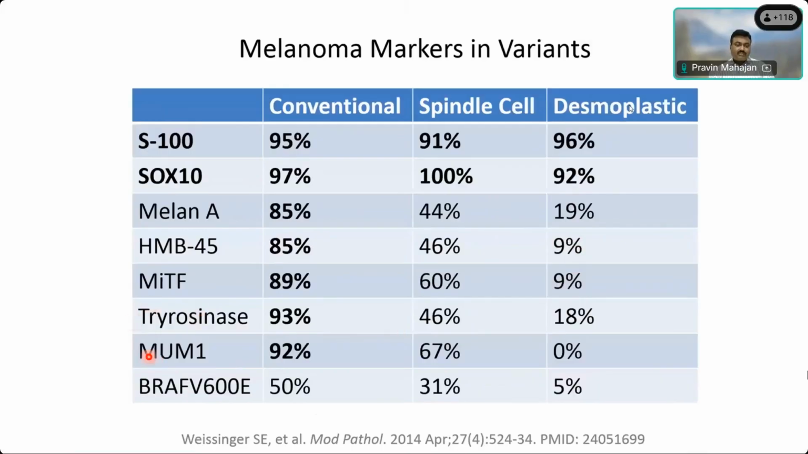Very interestingly, MUM1, which we call the multiple myeloma 1 marker, which we do for plasma cells, is interestingly positive in almost 92% of the conventional melanomas. So you just have to remember that sometimes you can use other markers also. Even though we use it for lymphomas, you can use it in melanomas to prove it is a melanoma. With a BRAF antibody, conventional melanomas are up to 50% positive. Spindle cell can be 31% and desmoplastic are only 5%. So that can also be tested by doing the antibody.